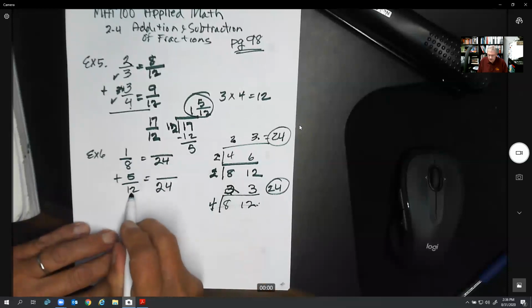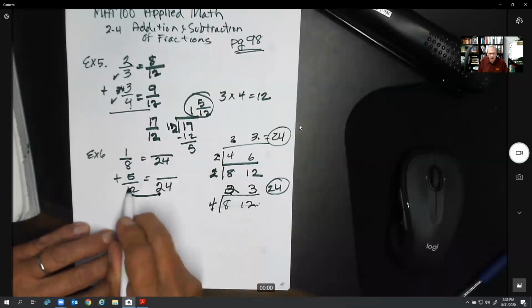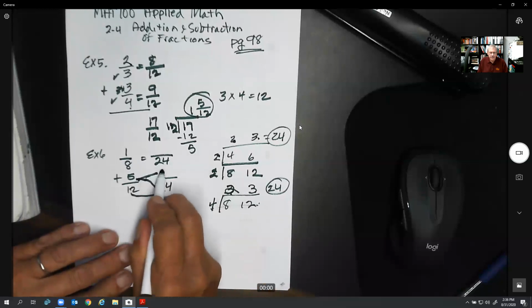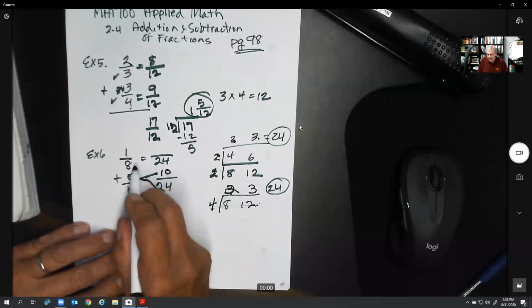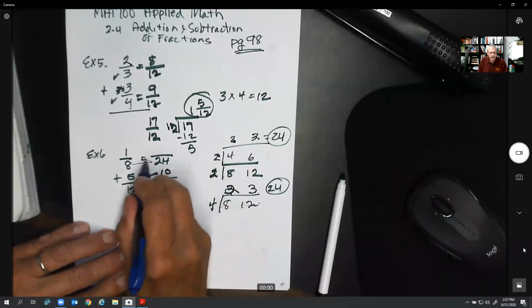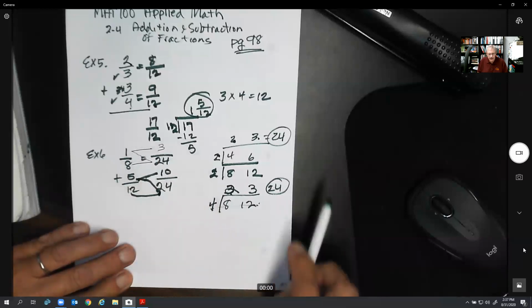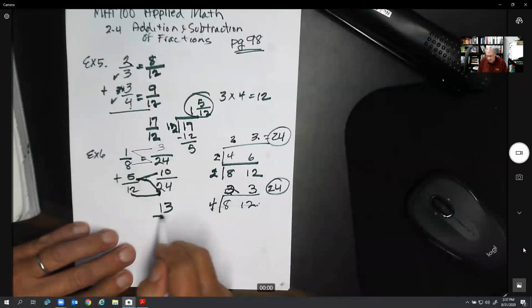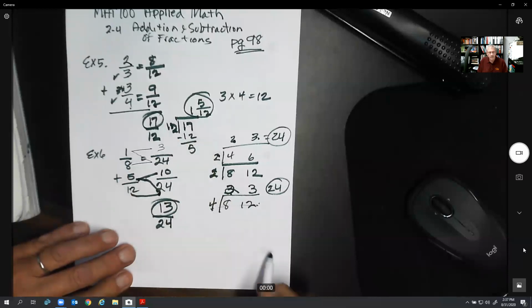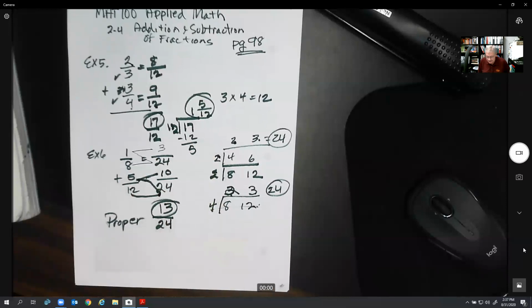Backward Z. 12 into 24, 2. 2 times 5, 10. Write it down. 8 into 24, 3. 3 times 1, 3. Write it down. Okay, I'm adding these together. This is proper. 13 over 24. Improper, proper. So I'm done. It's just that easy.